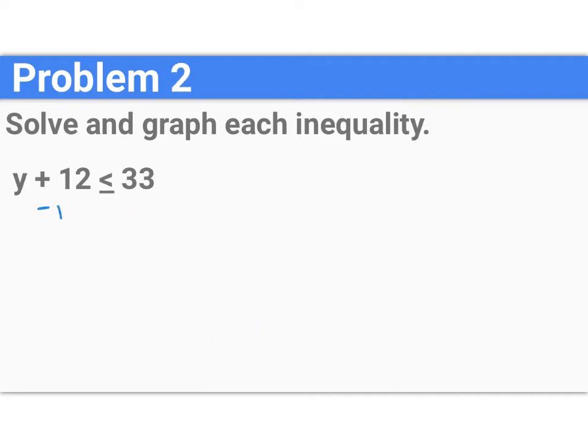All right, subtract 12 from both sides. Y is less than or equal to 21. There's 0. It's 21 for reference. We always put a 0 for reference. And the variable's on the left, so our comparison will match the arrow.